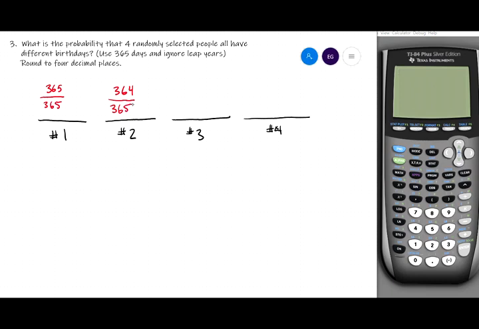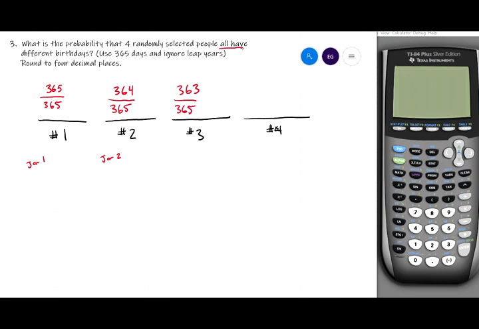Now, for all people to have different birthdays, person number three cannot have the same birthday as person number one or person number two. Let's say, for example, person number one was born on January 1st, and person number two was born on January 2nd. Then those two days are no longer options for person number three, and so there are 363 possible birthdays for person number three out of the 365 days in the year.